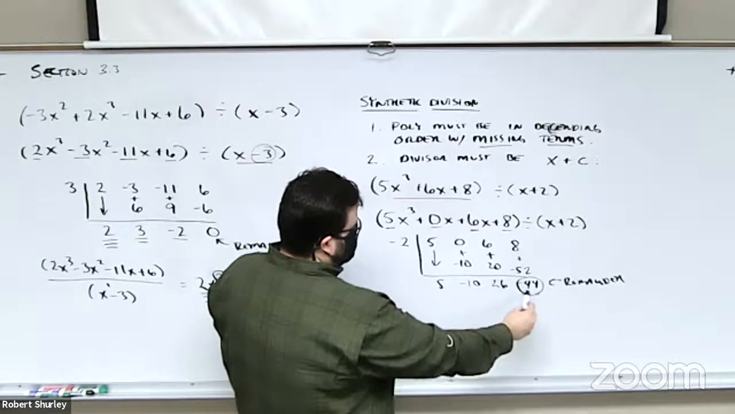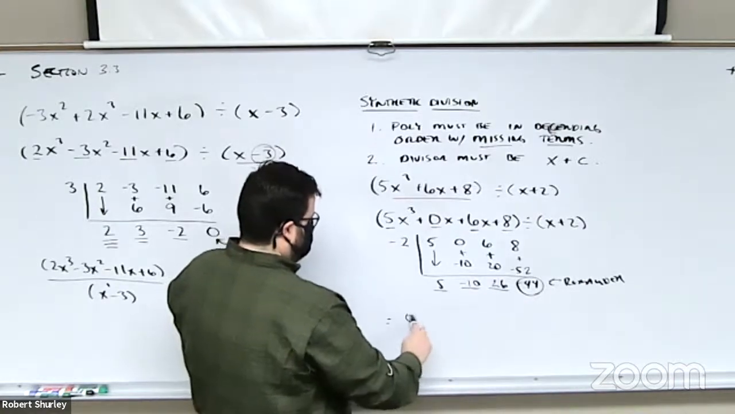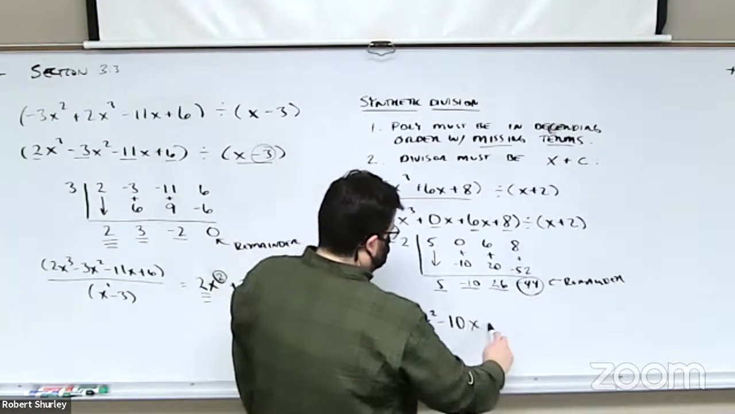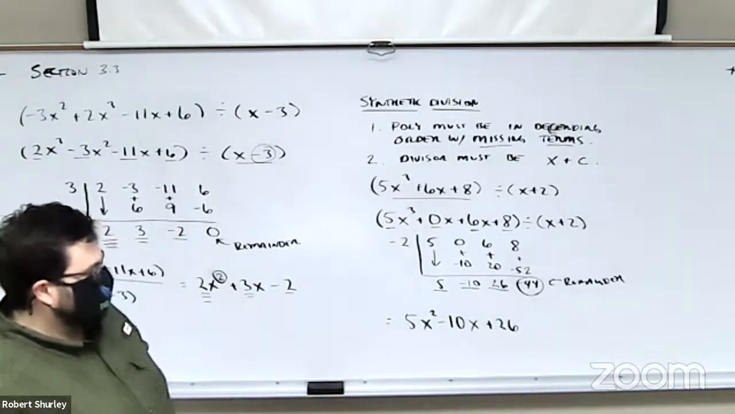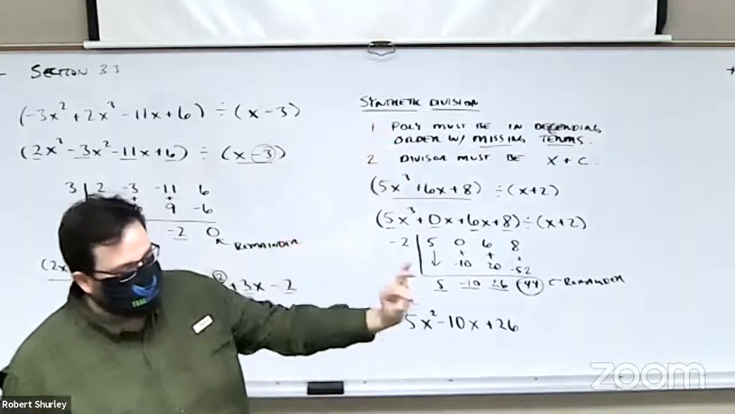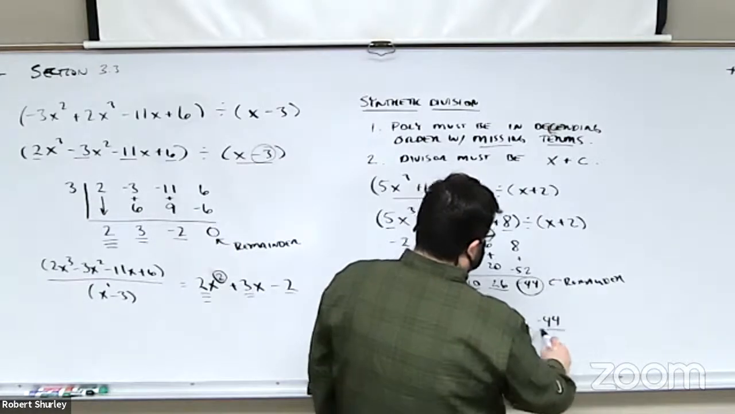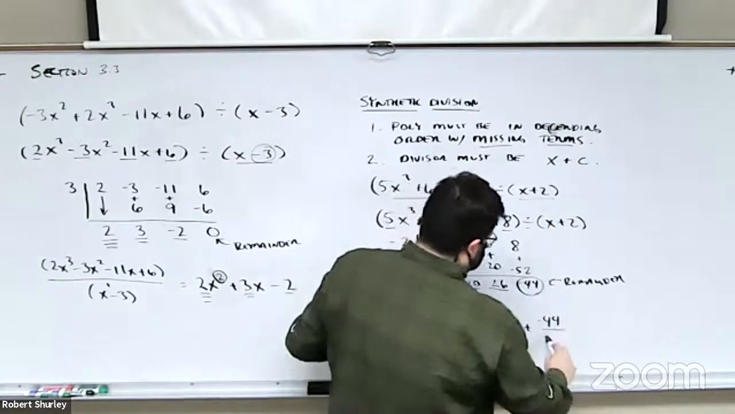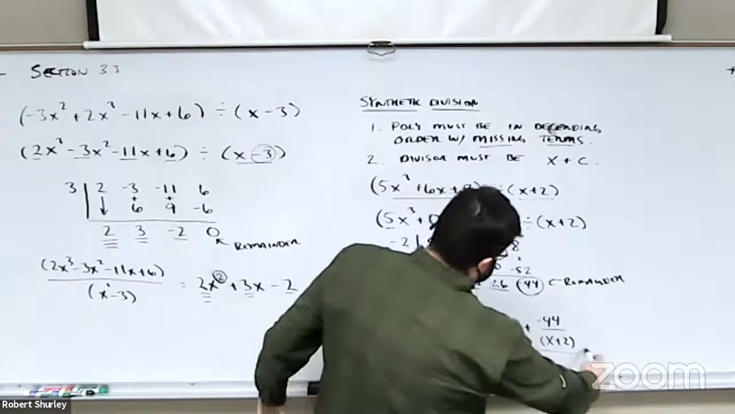It's going to be equal to, now look, this is our constant, this is our x, and this is our x squared. So 5x squared minus 10x plus 26. But then, remember, we add the remainder over the divisor. So plus, and I'm going to do remainder -44 over our divisor. Now, our divisor was x plus 2.